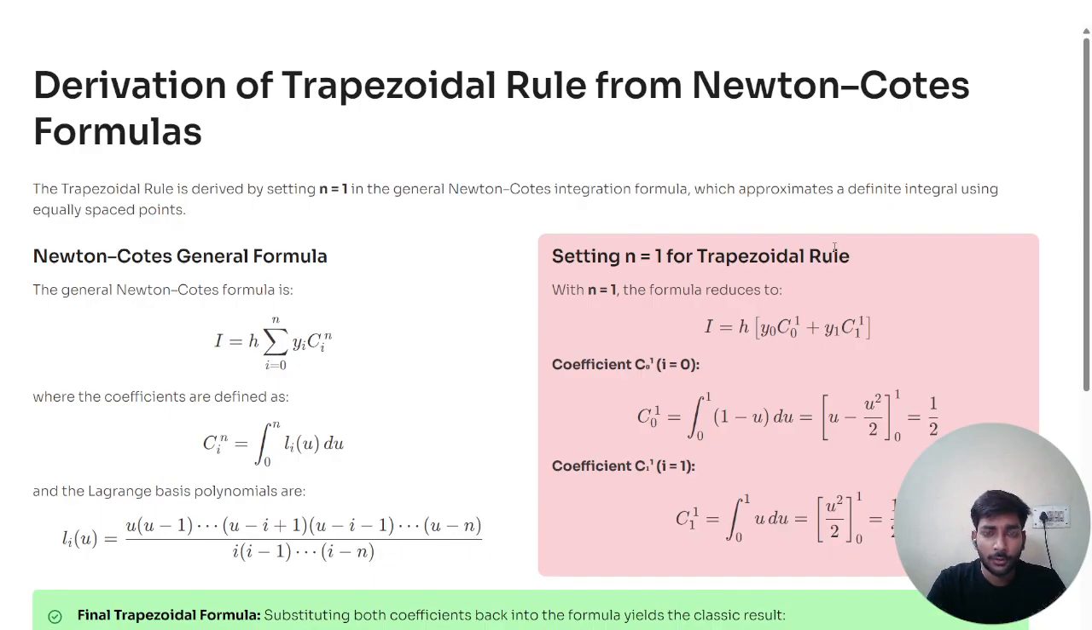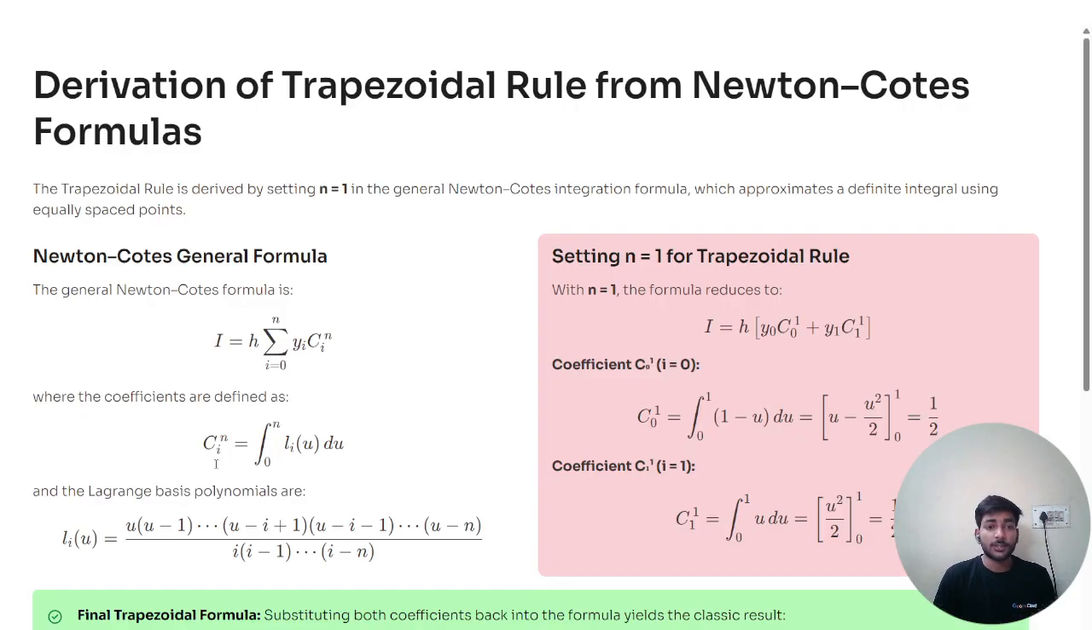Hello everyone. Today I am going to derive the formula of the trapezium rule, Simpson's 1/3, and Simpson's 3/8 by the Newton-Cotes formula. First of all, we will derive the formula of the trapezium rule. For the trapezium rule, when we put the value of n equal to 1 into the Newton-Cotes formula, then we get the derived formula of the trapezium rule.